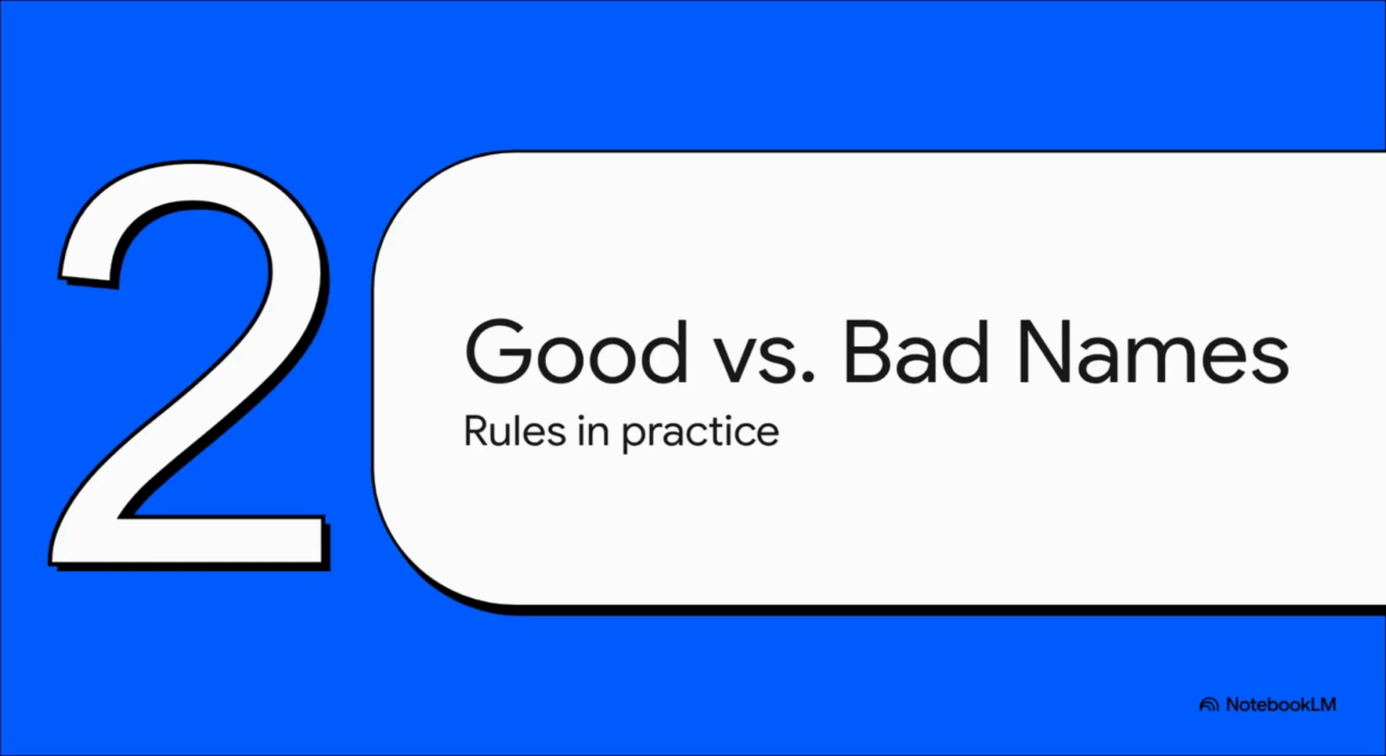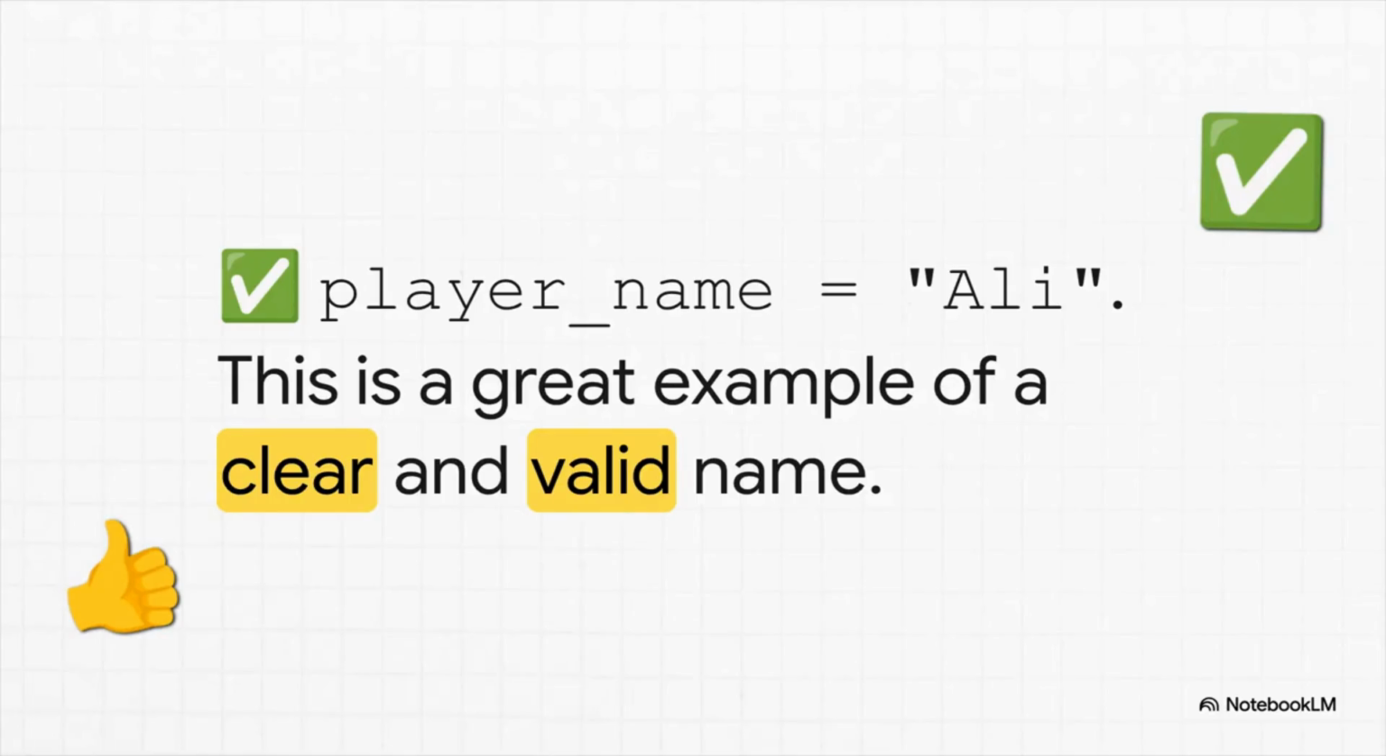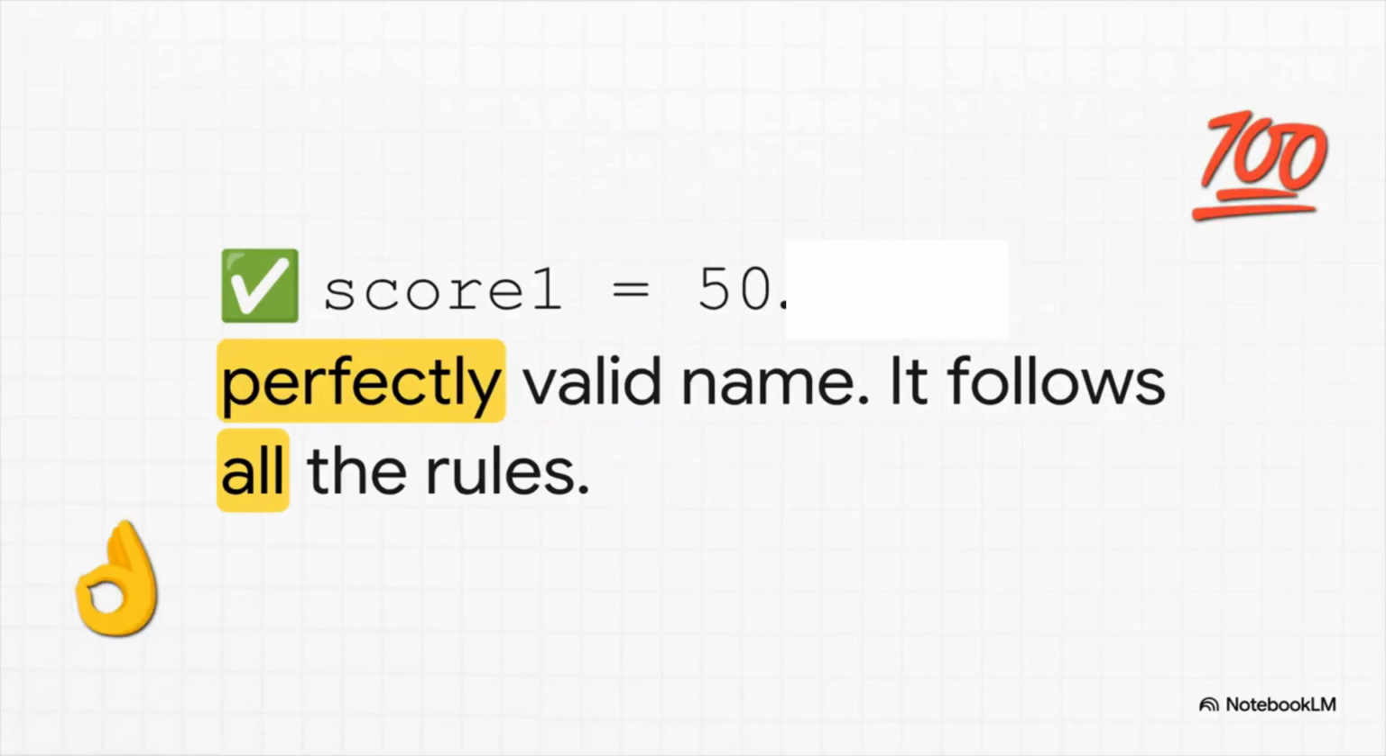Okay, we've got the rules down, so now let's look at some examples. Some good, some bad, and really put these rules to the test. First up, player_name. This is a fantastic name. Why? It's made of letters and an underscore, so it follows the rules. But more importantly, it's super clear. You look at that and you know exactly what kind of information it's holding. No guesswork needed.